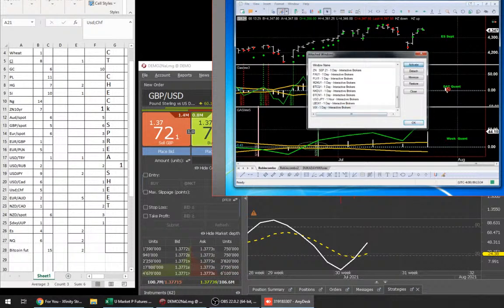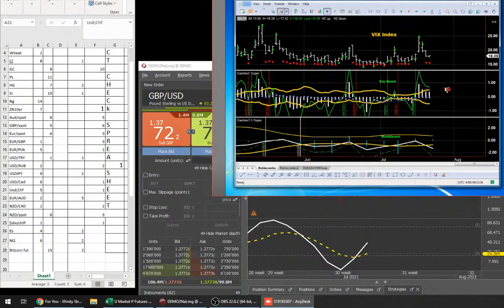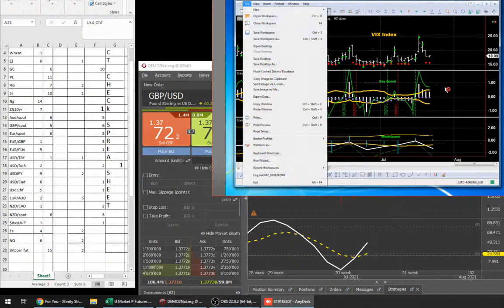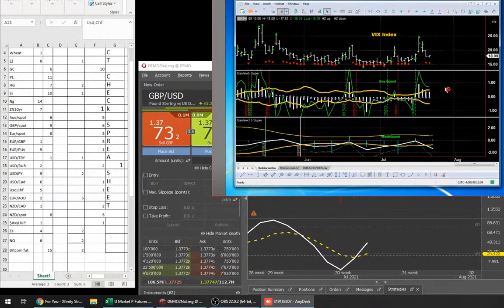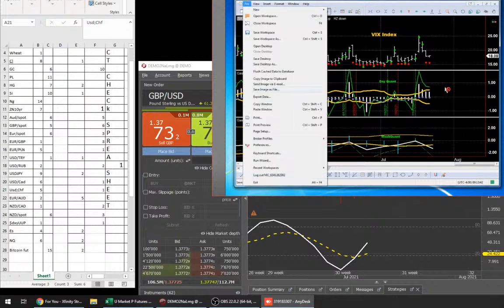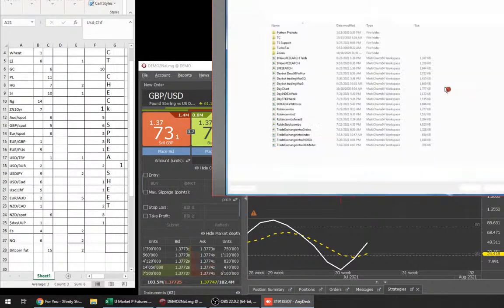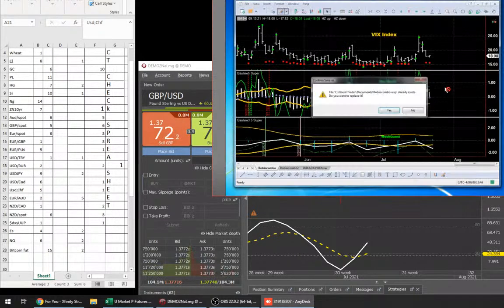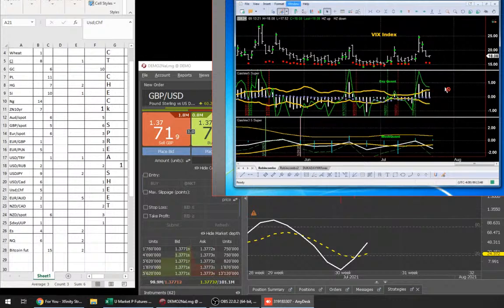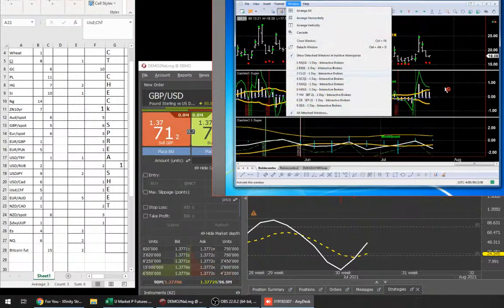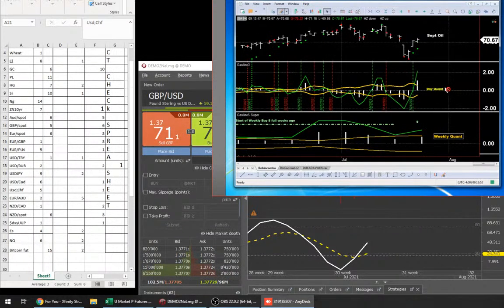I just want to save the VIX there. Let's do this. Save workspace. Look at it, the VIX is lifting up again. Save workspace as. Save. There we go. Alright, now let's take a look at crude oil, and we'll take a look at gold again. And there's crude oil. Crude oil moving up.